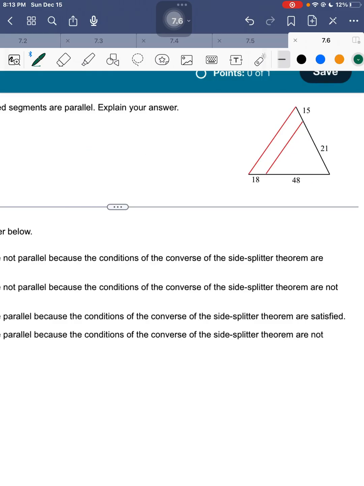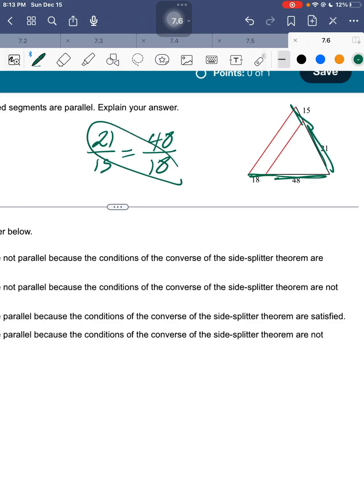Let's set up the first proportion. 21 is to 15 as 48 is to 18. Now, we can simplify and see if the fractions are equal to each other, but that's going to take a while. We can just use our calculators. If we multiply our extremes and we multiply our means, they should be equal to each other.